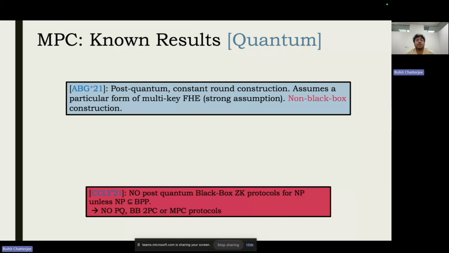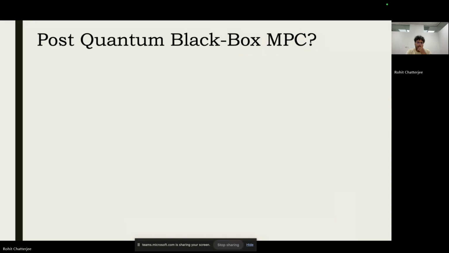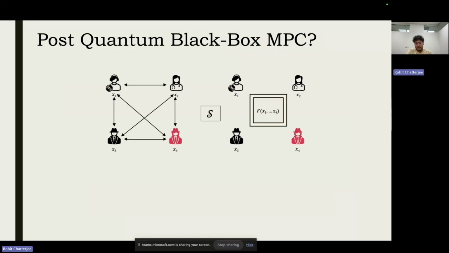So you also don't have, as a consequence, 2PC or MPC protocols, because all of these things will imply zero knowledge. So this kind of shatters our hopes because there's this obvious barrier. So what can we do about it? So for post-quantum black box MPC, as I said, you have this definition with the real and ideal world. One thing to do is not stick to constant rounds to get a protocol that realizes this.